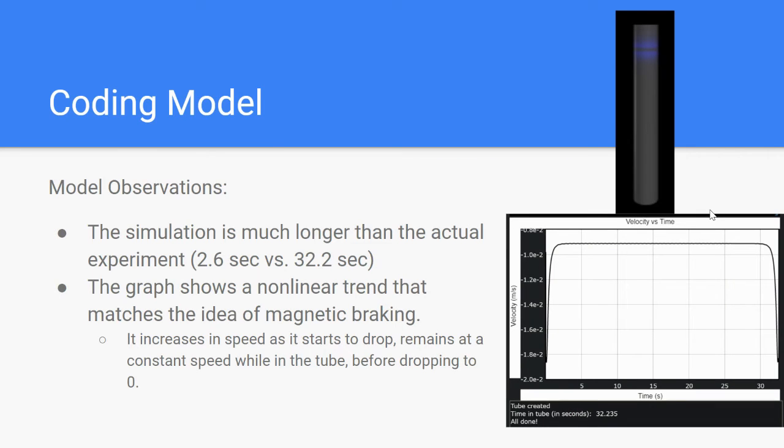So some model observations that I made were, first, that the simulation for my magnetic dipole reading was a lot longer than the actual experiment, with my normal experiment being 2.6 seconds versus the computer model being about 32.2 seconds. And the other thing was that the graph had a nonlinear trend that matched the idea of magnetic braking, where when I first dropped it in the tube, it shot up in speed, but once it was inside the tube, it stayed at a constant speed, not slowing down or speeding up at all. But then once it exited the tube, it dropped back down to 0.